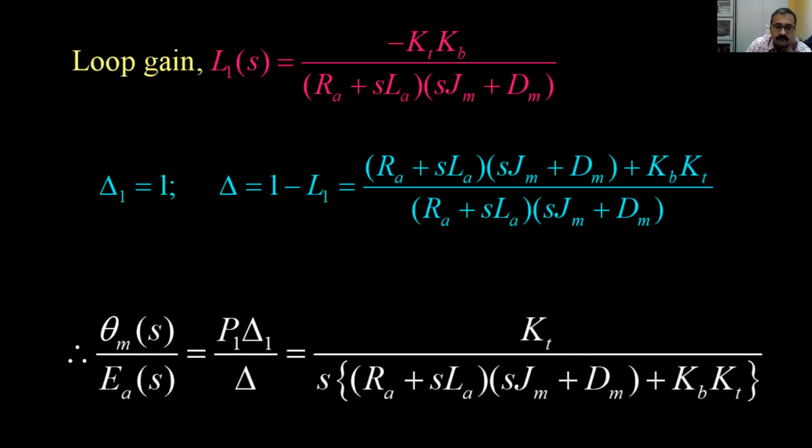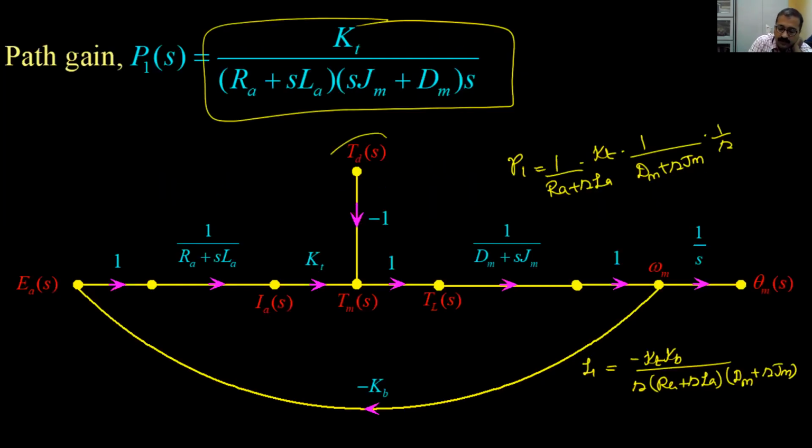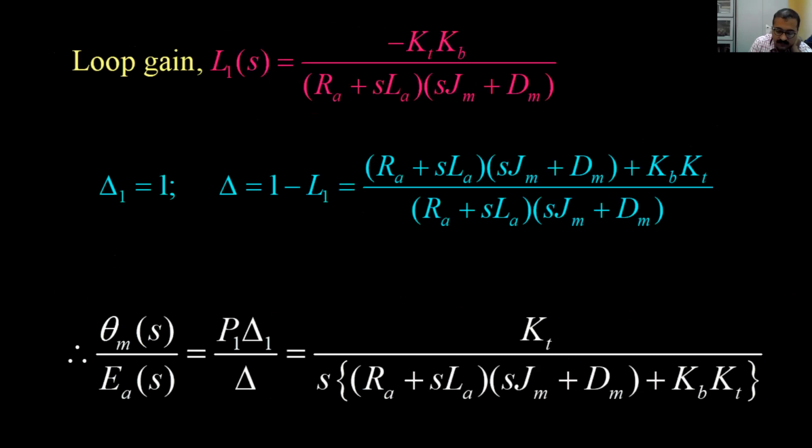If TD is 0, that is, if the disturbance is 0, this signal TM will be equal to TL. In that case, what will the transfer function be? It will be KT divided by S into RA plus SLA into SJM plus DM plus KBKT. So in this way, you can convert a given block diagram into a signal flow graph.